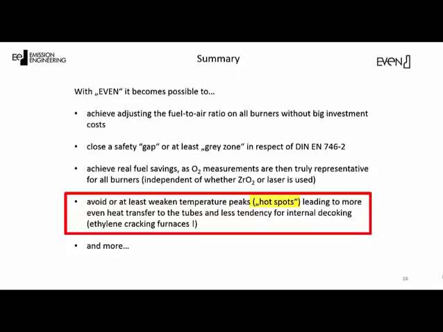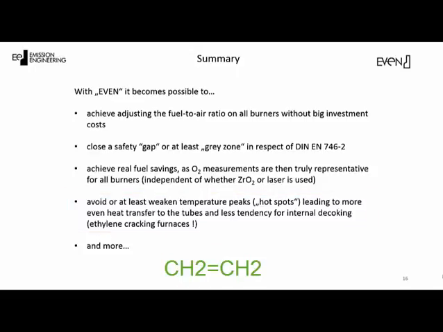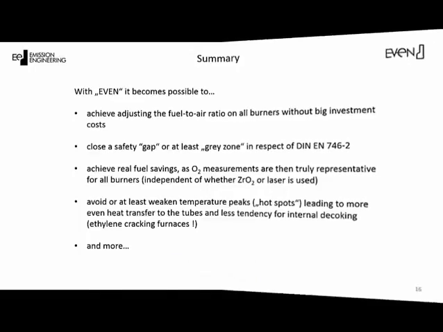Coke formation decrease alone can be a decisive economic factor. The best application of Even in relation to critical coke formation is on ethylene cracking furnaces. Even's main target in ethylene furnaces is to prolong cycle times between decoking phases by avoiding hotspots.